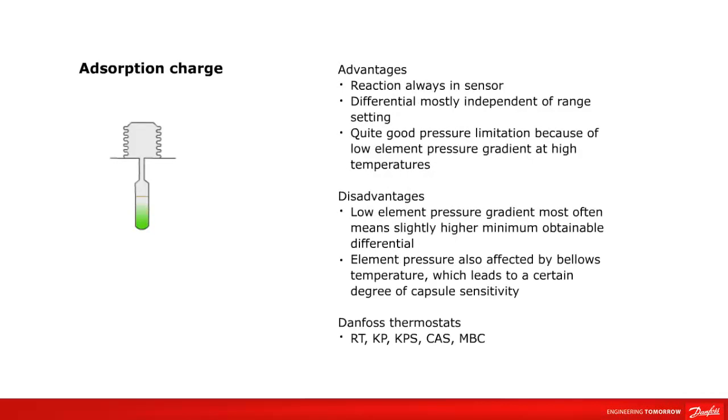The advantages of the absorption charge are that the reaction is always in the sensor, the differential is mostly independent of range setting, and there is a quite good pressure limitation because of the low element pressure gradient at high temperatures. The disadvantages are that a low element pressure gradient most often means a slightly higher minimum obtainable differential, and that the element pressure is also affected by bellows temperature, which leads to a certain degree of capsule sensitivity.